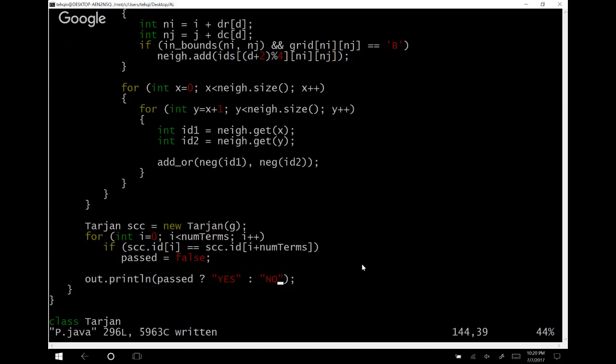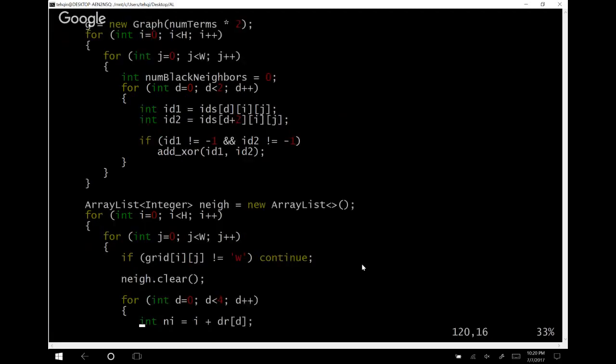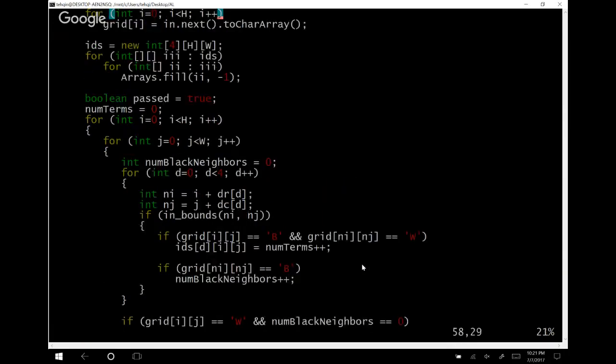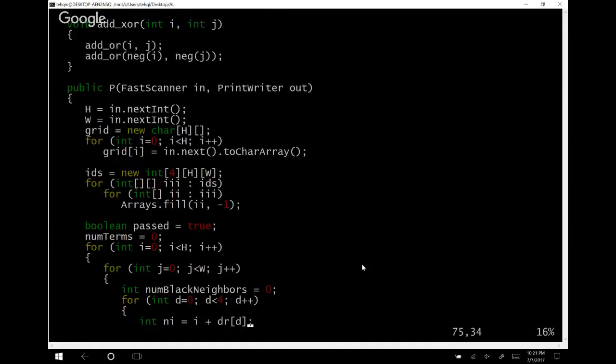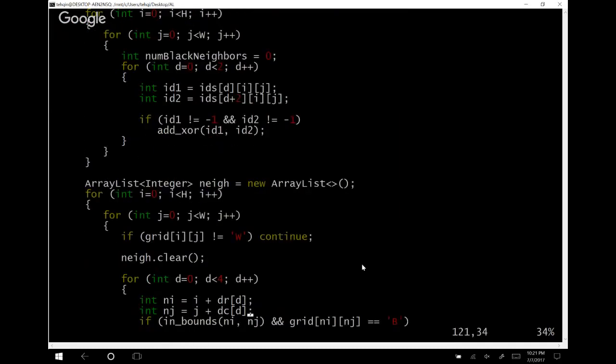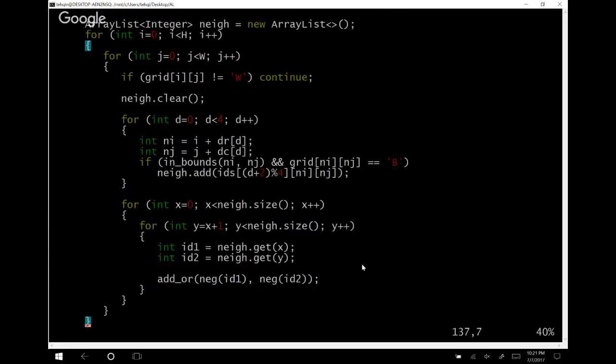Shouldn't it be ni and j for num-black neighbors? OK, let's go up here and see if there's a bug. You are 100% right. Very nice catch. That is one bug I would not want to find myself in the code.